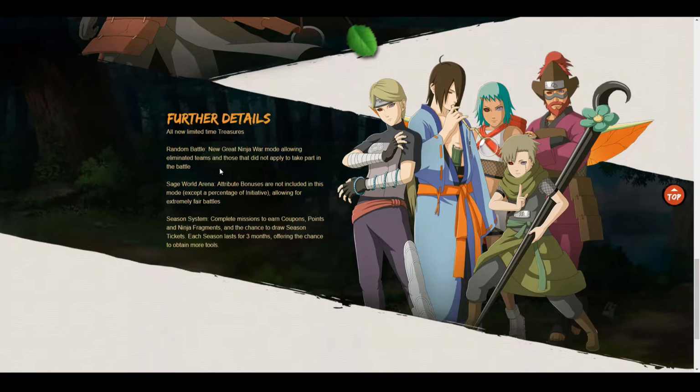Enough babbling. We have random battle. New Great Ninja War mode allowing eliminated teams and those that did not apply to take part in battle. Very interesting. Does this random battle have rewards? It would be very interesting if they did have rewards. That way, people that could not participate or apply for Great Ninja War can still battle and receive rewards for the event.